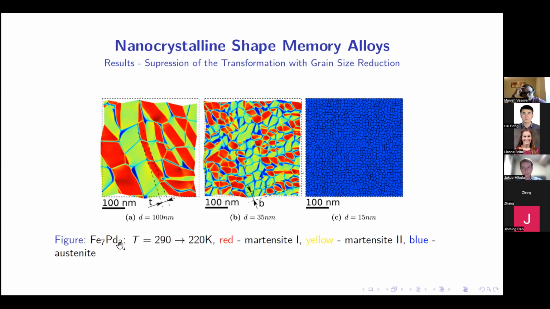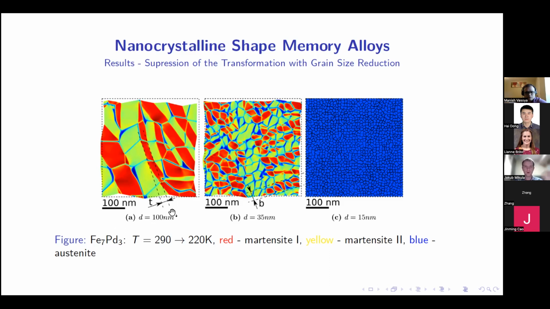In this case, I'm looking at quite a simple shape memory alloy, iron palladium, and all the simulations are done in 2D. So we have this martensite phase that is represented by 2 variants here, because that's an FCC to BCT phase transformation. There are the 2 variants, red and yellow color, and then the austenite is the blue color. So that's the initial phase.